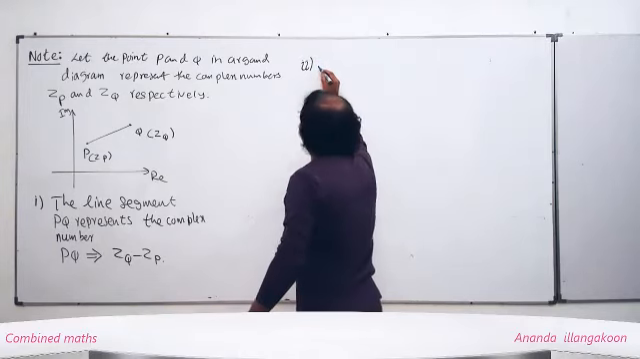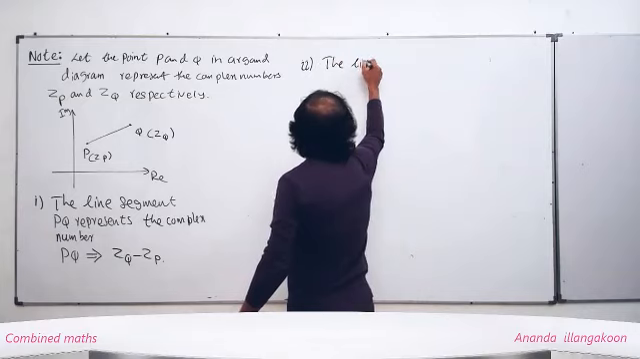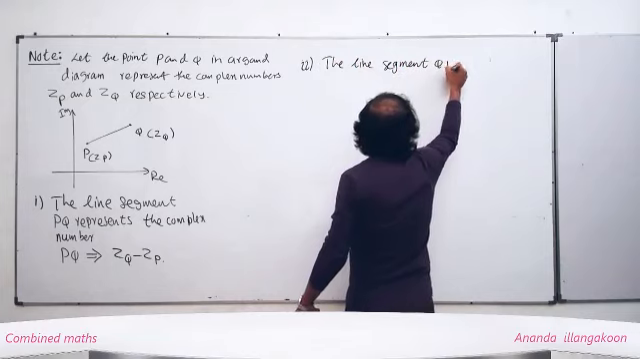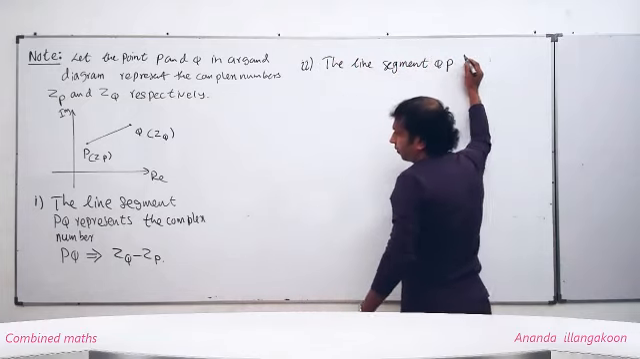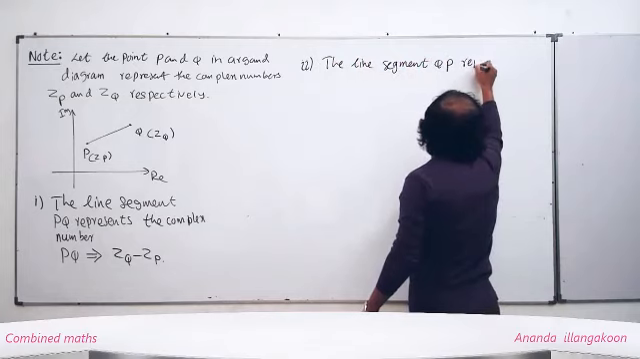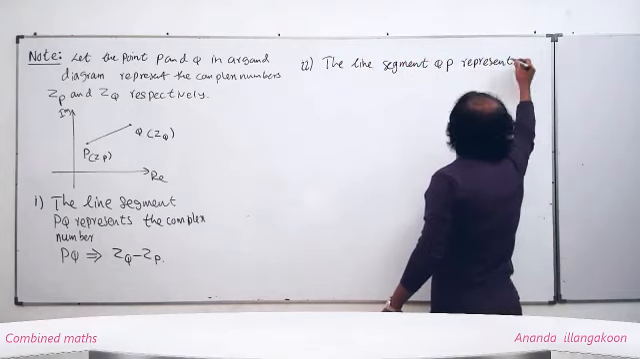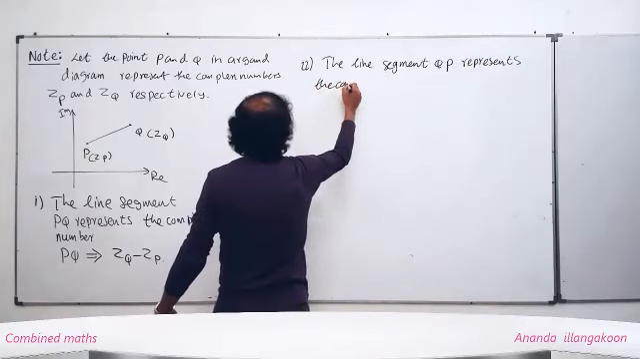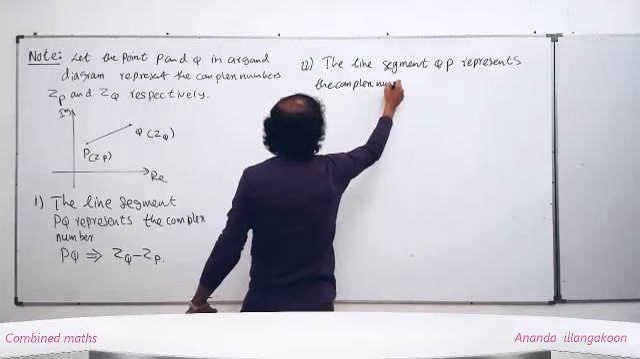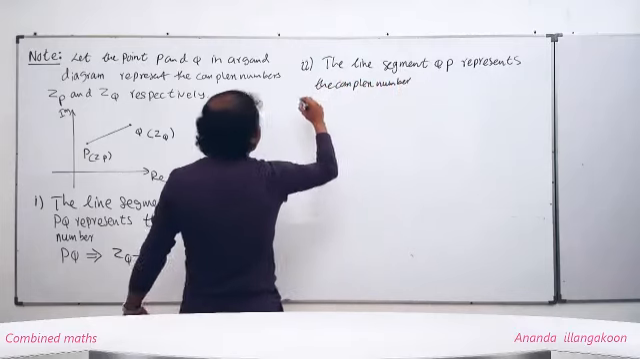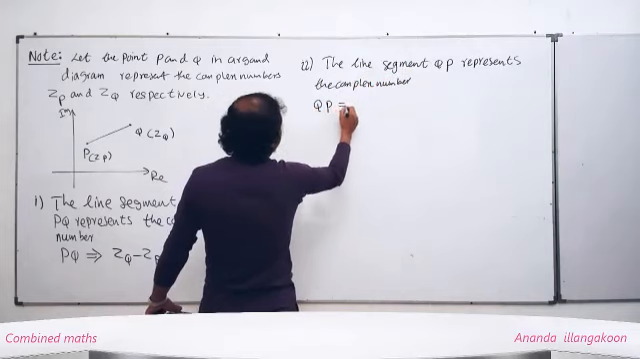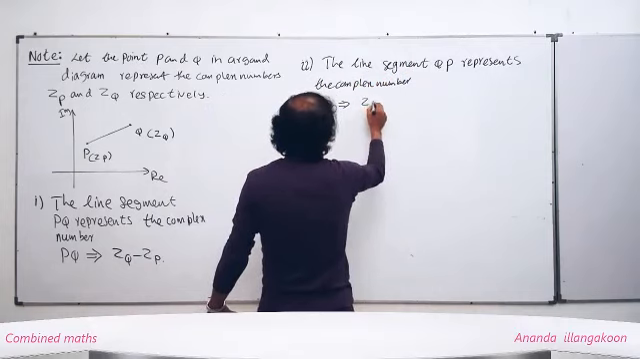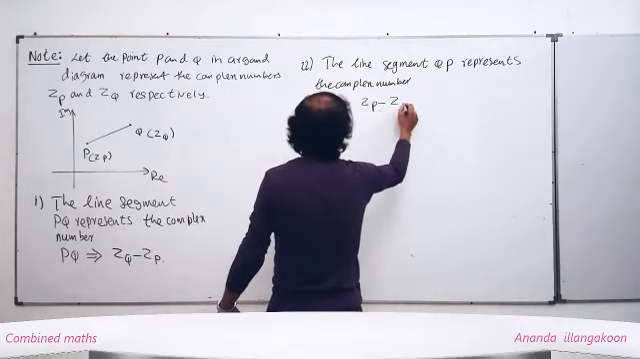The line segment QP represents the complex number, QP represents, people, the complex number at P minus the complex number at Q.